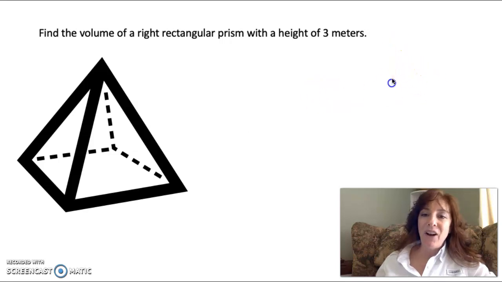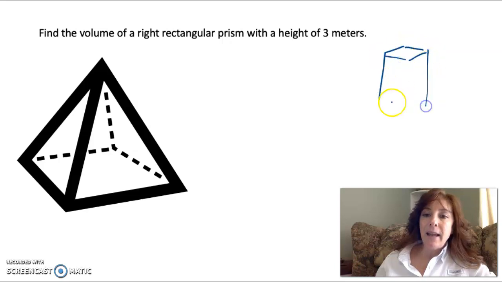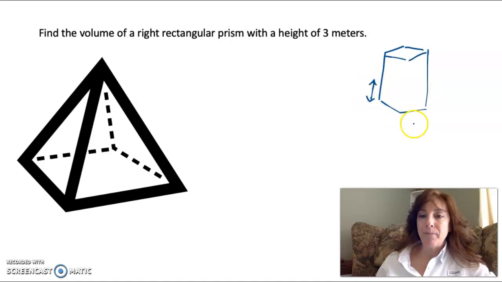We've been doing volumes of cylinders and boxes that have straight sides. And so the sides are at right angles. They're straight up and down with the ground. So usually we find the area of the base and we just multiply it times the height.